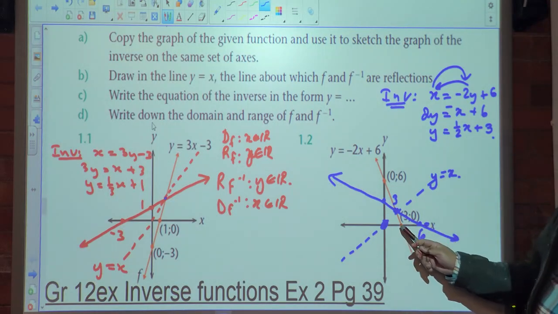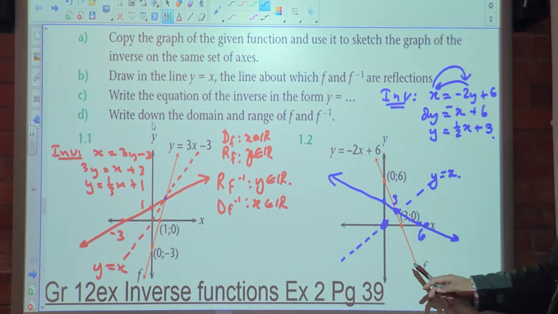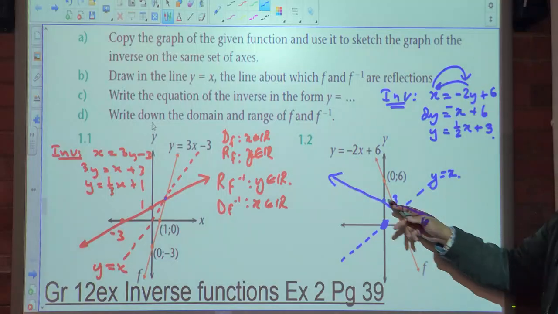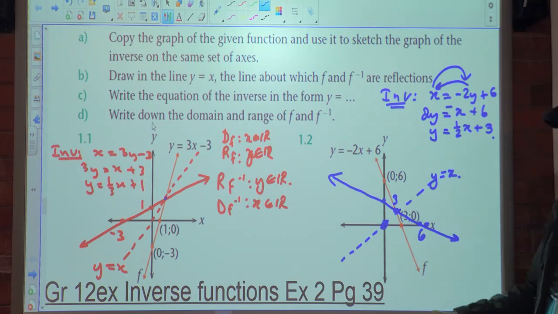What's the domain and the range of the function? x is an element of all real numbers, and y is an element of all real numbers. The domain of the inverse function, x is an element of all real numbers. The range, y is an element of all real numbers. Yes.